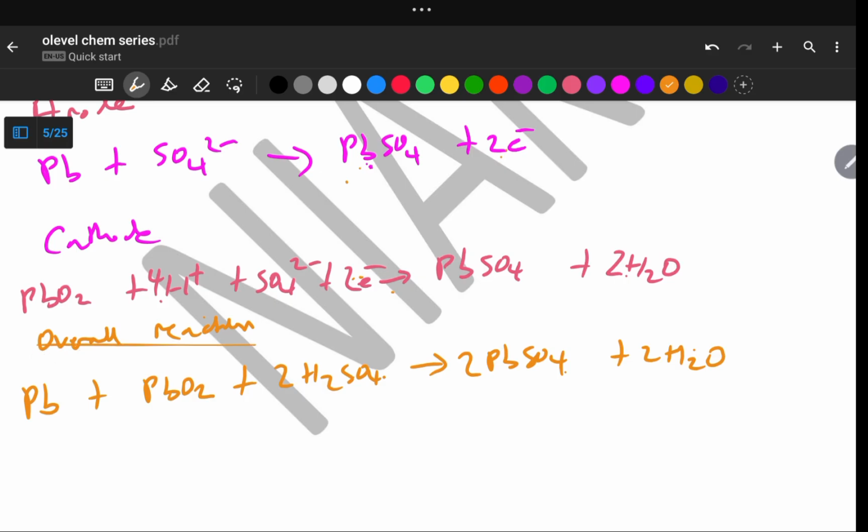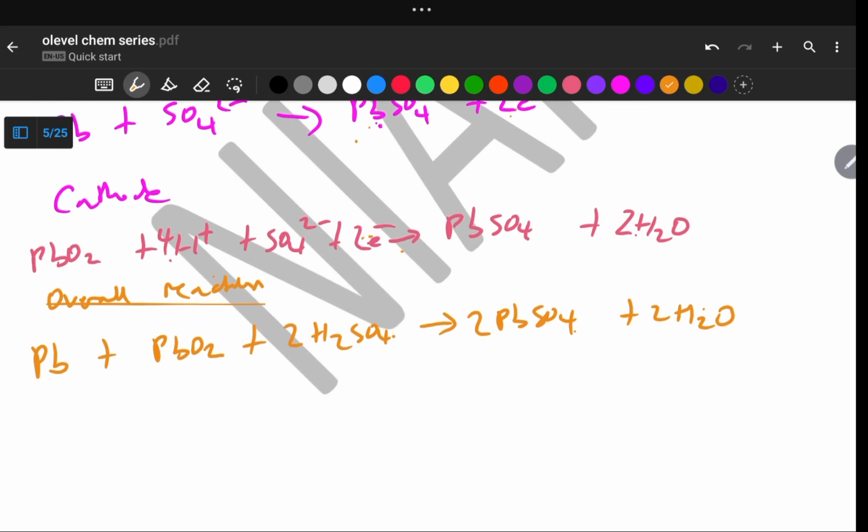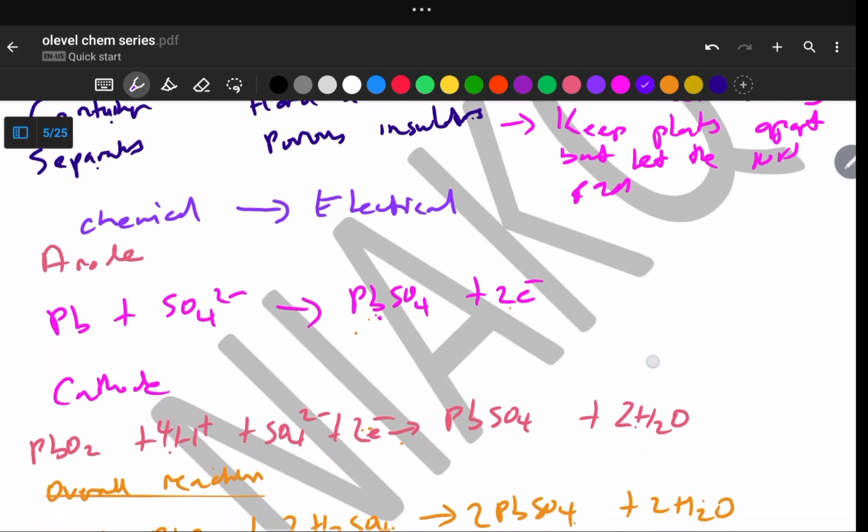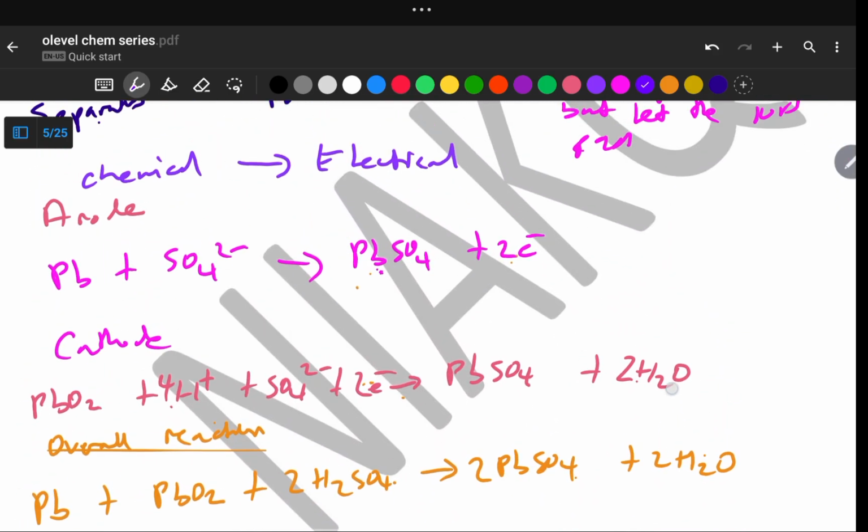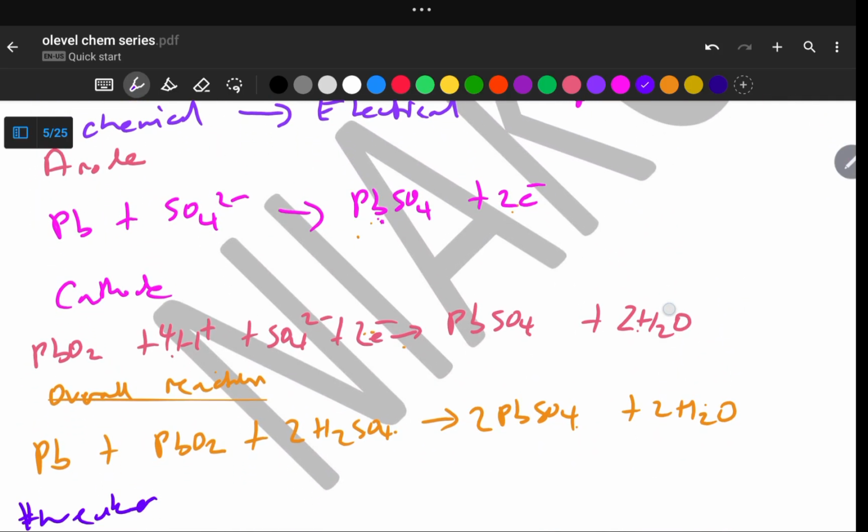So once the concentration of sulfuric acid starts to decrease, the cell or the battery becomes weaker, right? Once the concentration of the electrolyte starts to decrease, the battery becomes weaker. So these are the equations for the discharging, when we are using the battery.